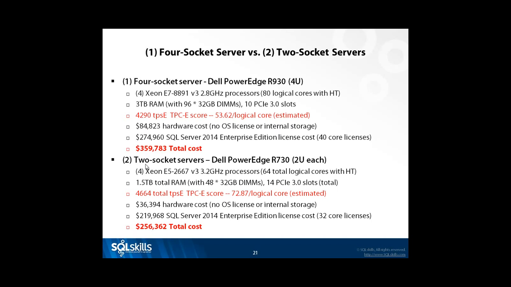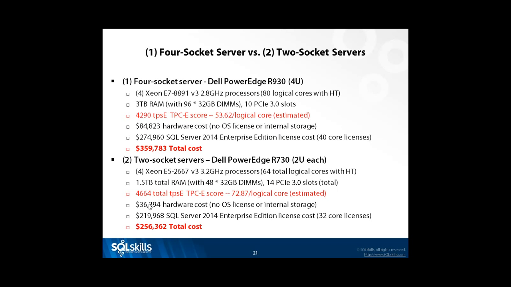And down here are two 2-socket servers. These are Dell PowerEdge R730s. The two of these together have 4 processors, and they're only 10-core processors instead of 18. But anyways, 1.5 terabytes of RAM between the two of them. They've got 14 PCIe slots instead of only 10. And then the score of these two together would be this much, which is slightly higher than this. It's about 10% higher, so 10% more capacity. And then the per-logical-core score is 72, so that's about 50% higher single-threaded performance.